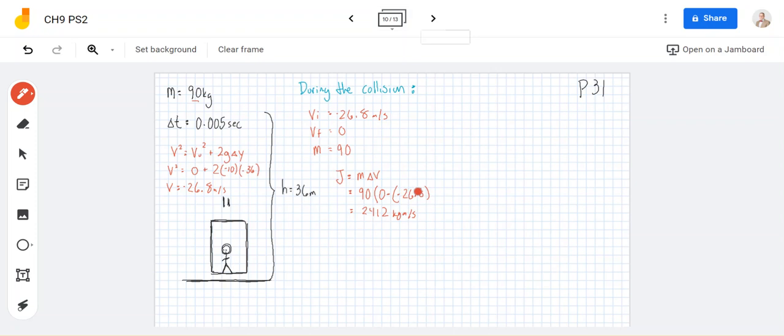So this is the actual change of momentum. Now, because this is a vector, the velocity ends up being slowed to a stop. So this is in the up direction, that's why it's positive. Negative because the initial velocity was down, and this change of momentum is up. If I want to find the average force, I know my momentum is 2412, and the time is 5 milliseconds, 0.005 seconds.